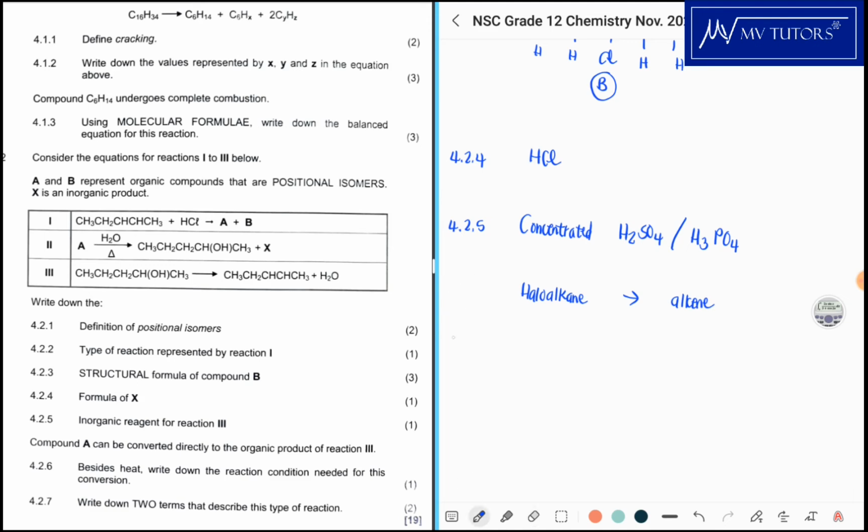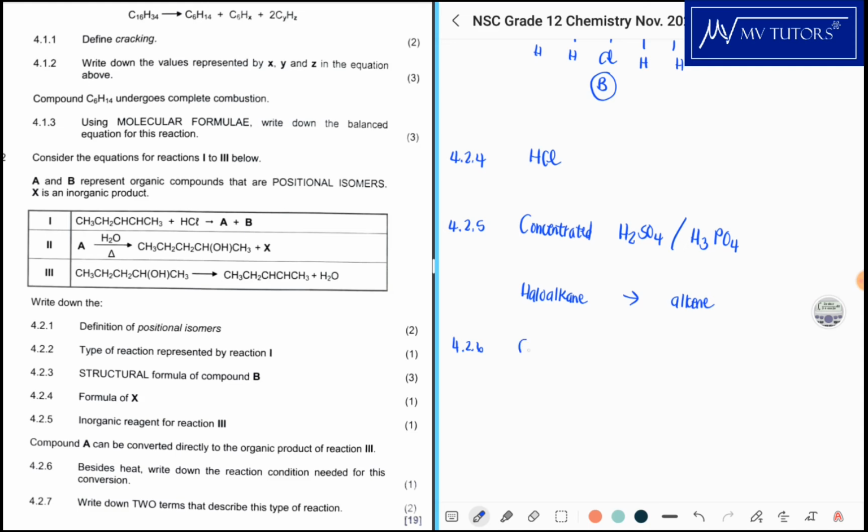Okay, so now for 4.2.6, it says, besides heat, write down the reaction condition needed for this conversion. What is this conversion again? We're going from a haloalkane to an alkene, so we have removed a hydrogen halide. So what do we need then?